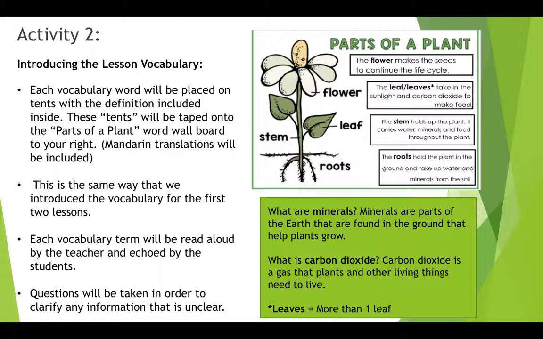These vocabulary terms will be put on tents, which we have used in our previous lessons, so the students will be familiar with them. We will place them on a large picture of a plant, and the students can refer to them throughout the rest of the unit. These terms will also be translated in Mandarin for those students who find that to support their vocabulary development. Each vocabulary term will be read aloud, including the vocabulary terms which you can see in the green box to the right. And we will be paying close attention to the words minerals, carbon dioxide, and leaves.